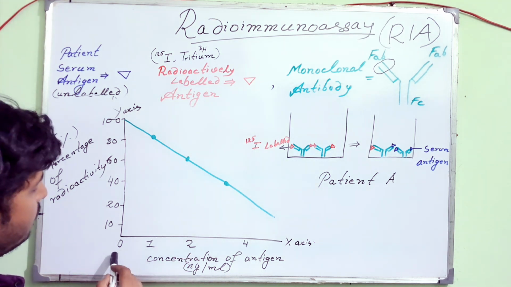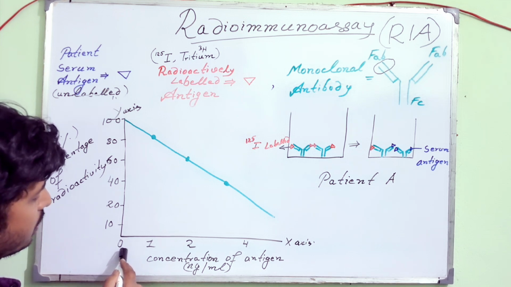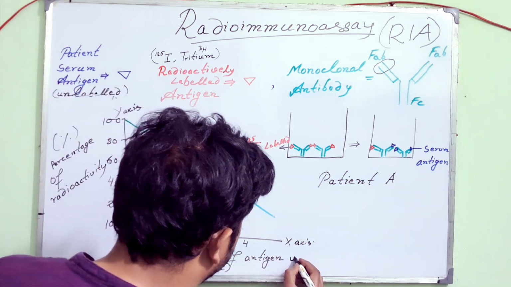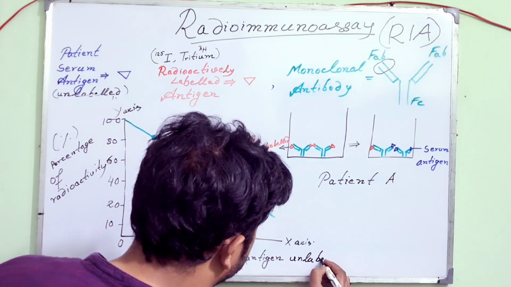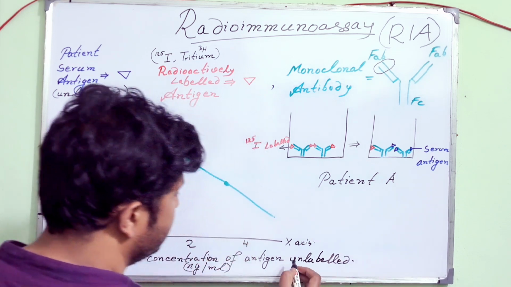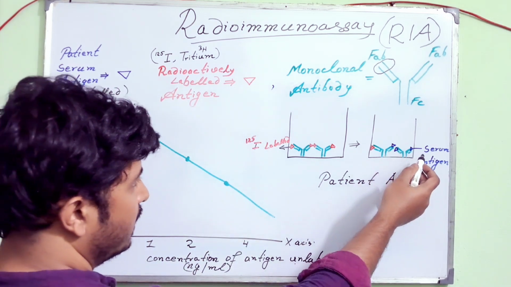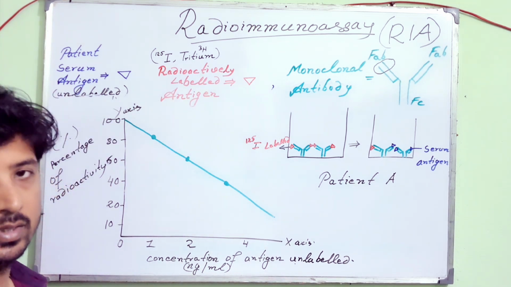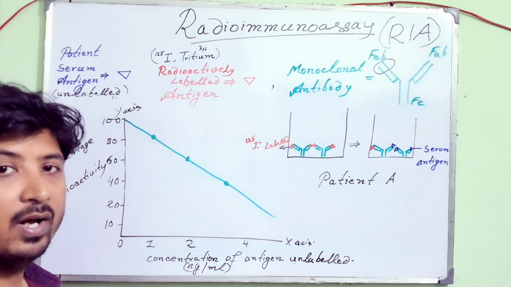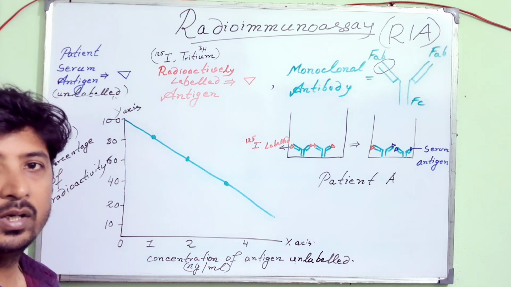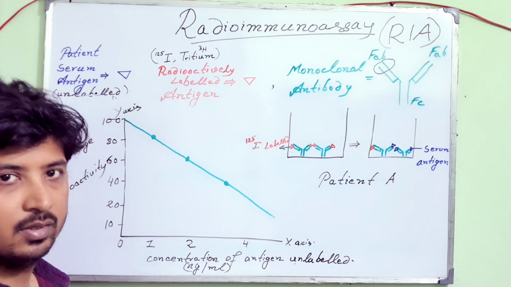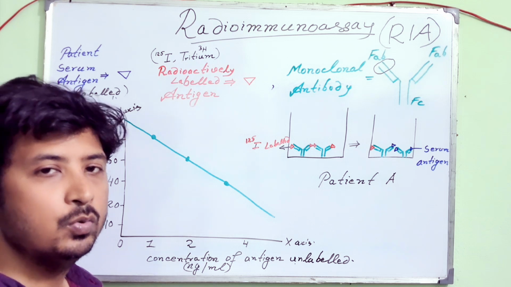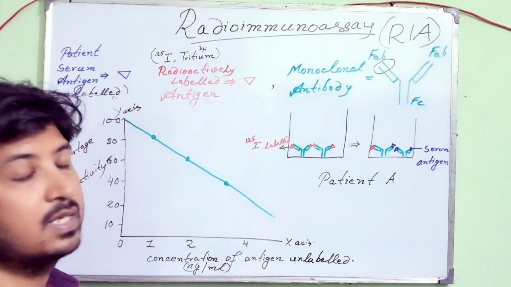In those 4 wells, in the first well I have given 0 nanogram of unlabeled antigen. This unlabeled antigen and the patient's antigen are different. This unlabeled antigen is given in the kit. Our company will provide you this unlabeled antigen, okay? Because it is of known concentration. Known concentrations of unlabeled antigens are provided to you, other than the patient's serum antigen.